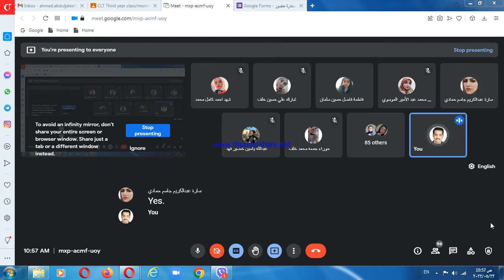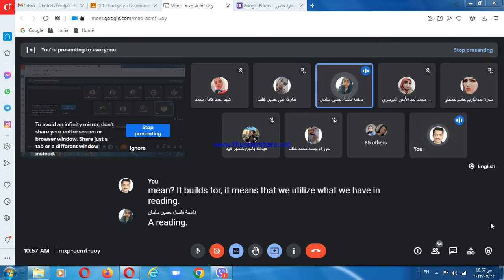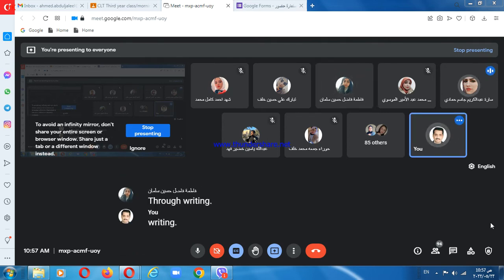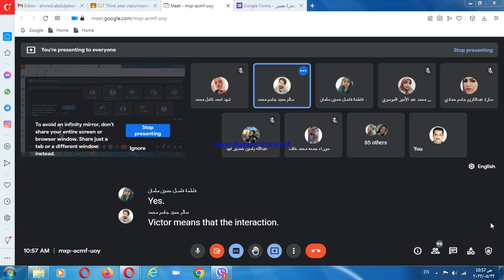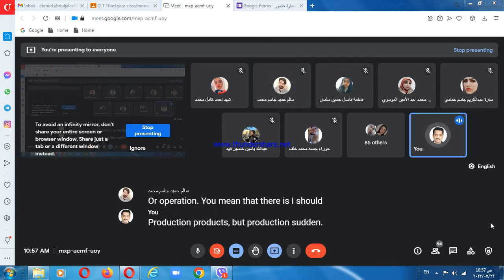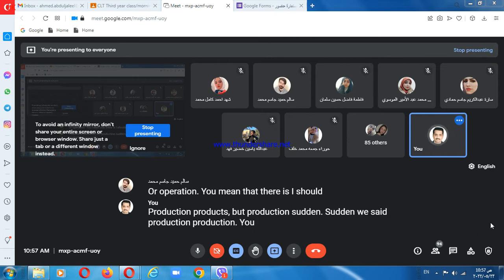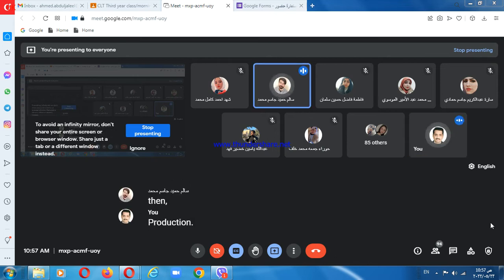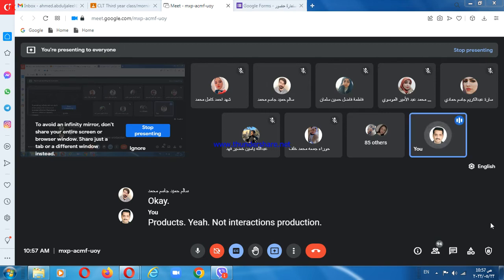Yes. What does it mean it builds for? It means that we utilize what we have in reading to be applied in writing. Building for. Yes, so Doctor, here the lecture means that interaction, sorry, or writing production. It means that there is a production, Salim. You can see the caption, okay? Production, not interaction.